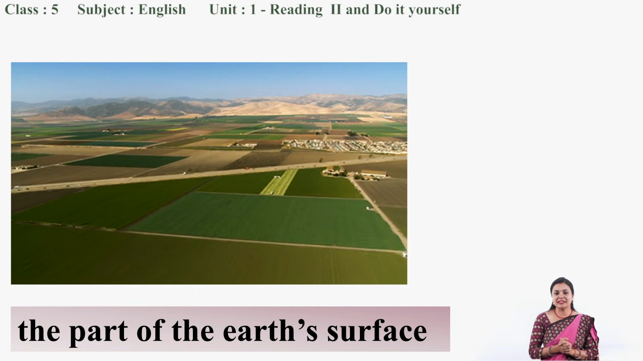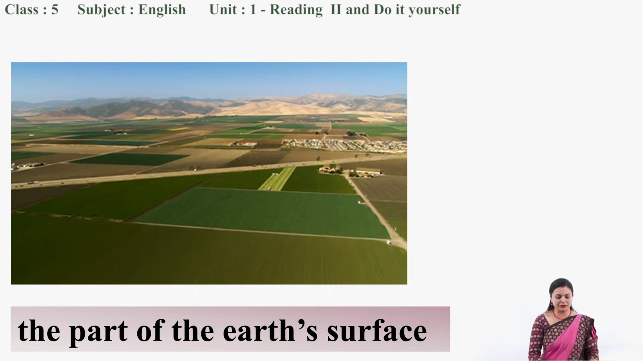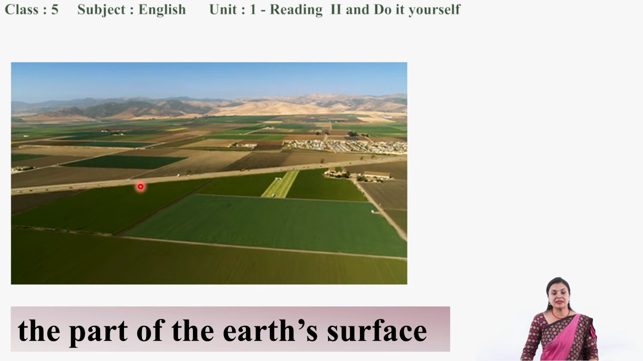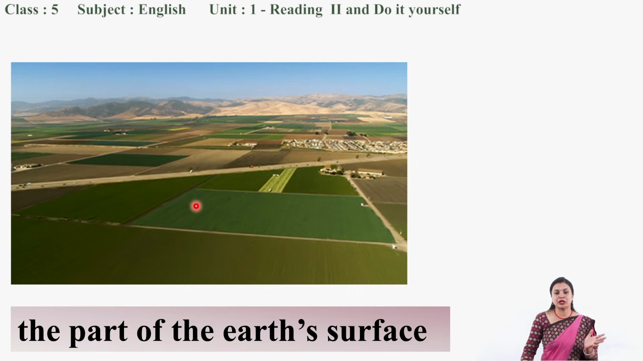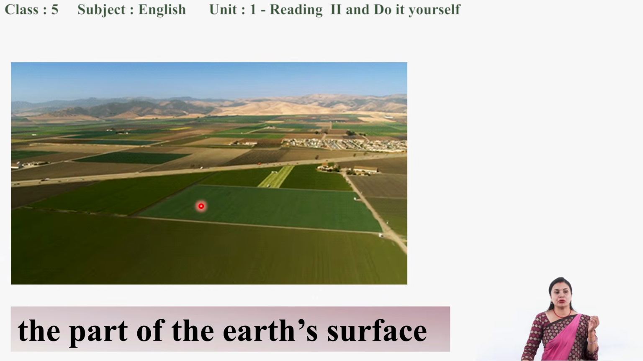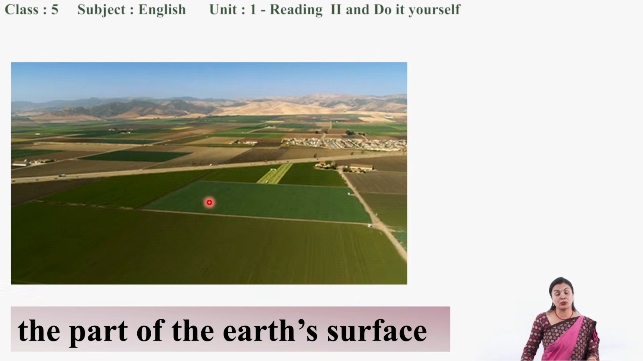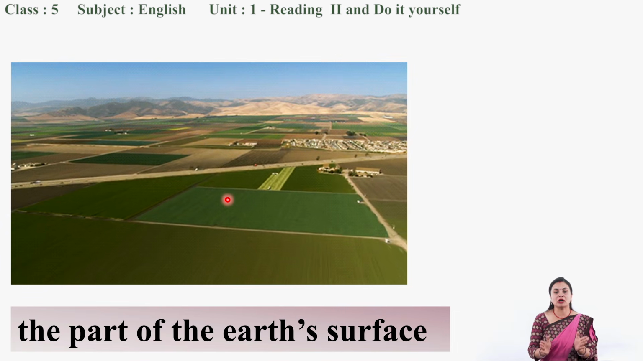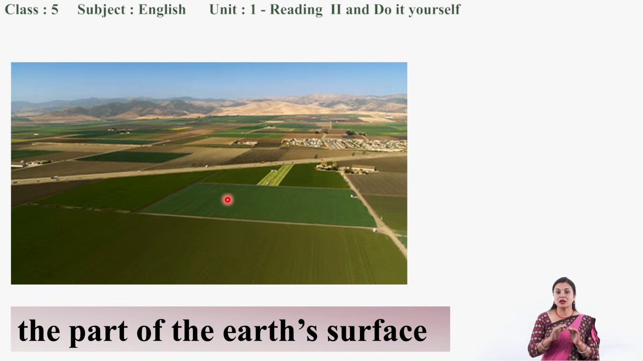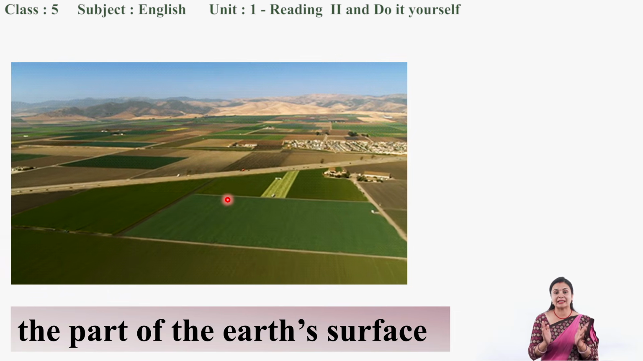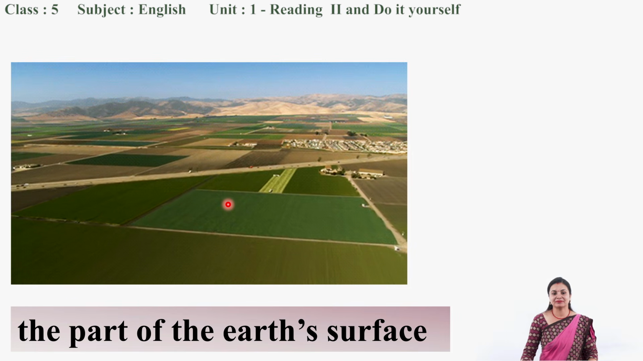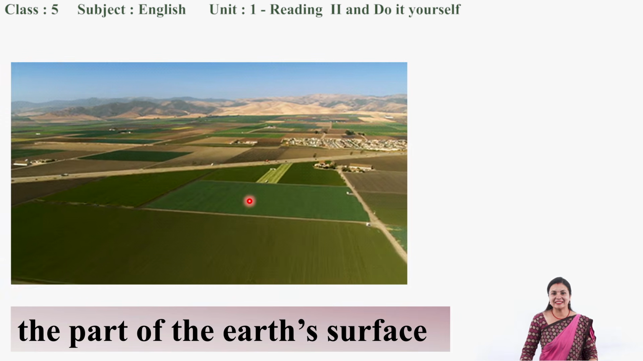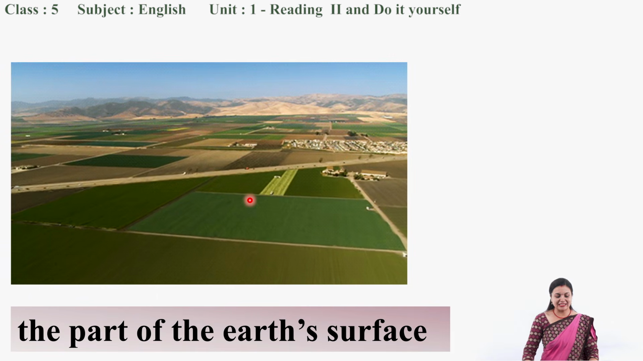Land means you can say this is all a part of the land. Yes, that means there is no water where you can run or where you can walk or where you can play. That is the part of the earth's surface. Earth's surface where there is no water, that is called land. Of course, you always walk on the land.